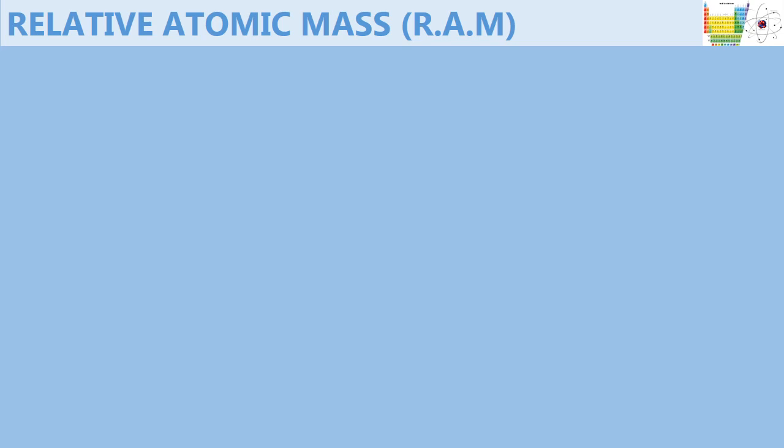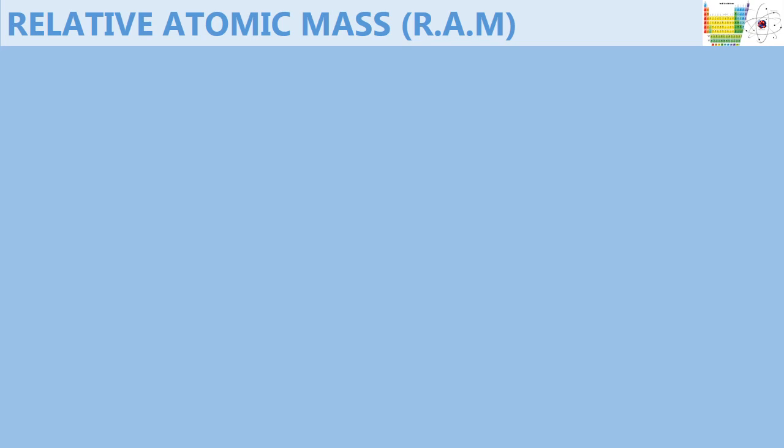Through many experiments, scientists found out that the mass of an atom is in the range of 1 times 10 to the power of negative 22 grams. Very small. It is more convenient to express the mass of an atom relative to a chosen standard element. Initially, a hydrogen atom was chosen as a reference point since it was the lightest.